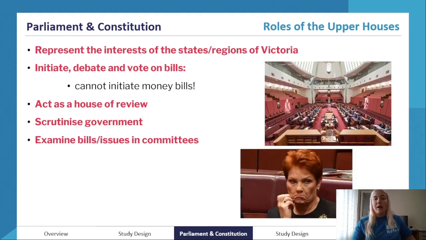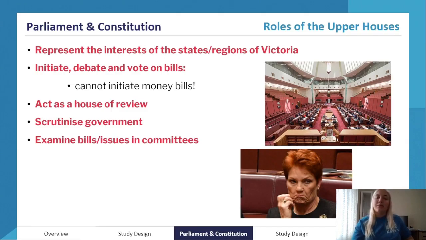So the roles of the upper houses, unlike the role of the lower house, where the role is to form representative government, meaning that we need to represent the views of the people in Australia, the upper house is representing the interests of the states at Commonwealth level, or representing the interests of the regions of Victoria at Victorian level. So this is different.